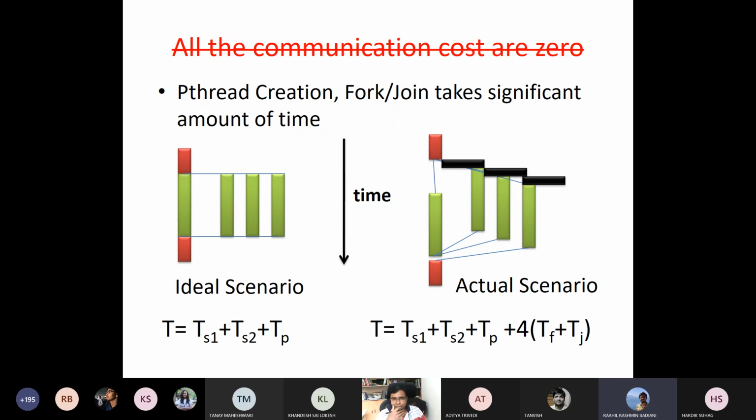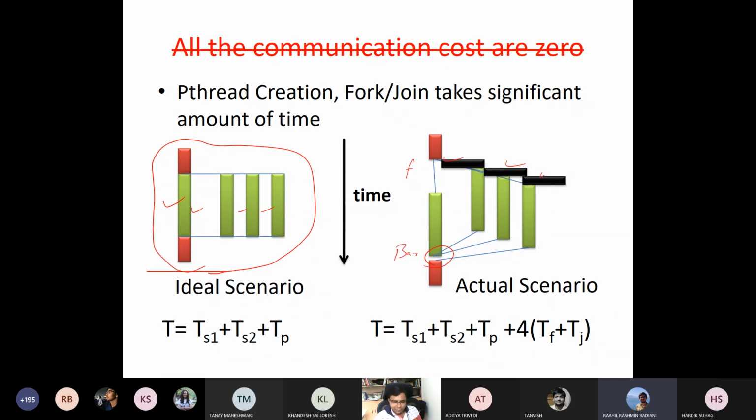Another assumption we made is that all communication costs are 0. But whenever you look at OpenMP or pthread creation, fork and join take a significant amount of time. So what is the ideal scenario? In deriving Amdahl's law, we assume that for parallel sections we divide the work into 4 parts, for 4 processors. But whenever you actually run OpenMP or pthread code, it is required to fork threads, assign the work, and wait for synchronization. This is forking and this is barrier synchronization.